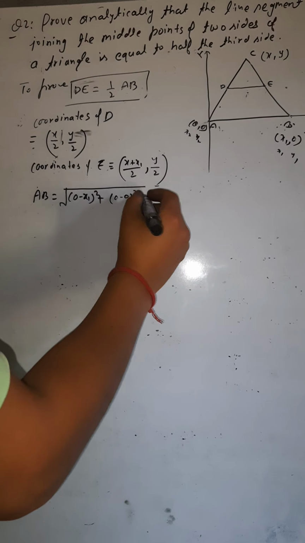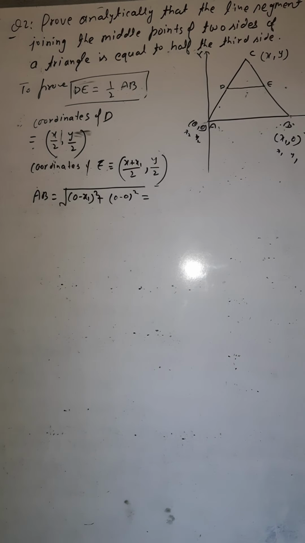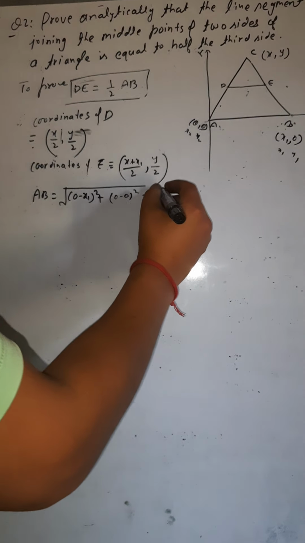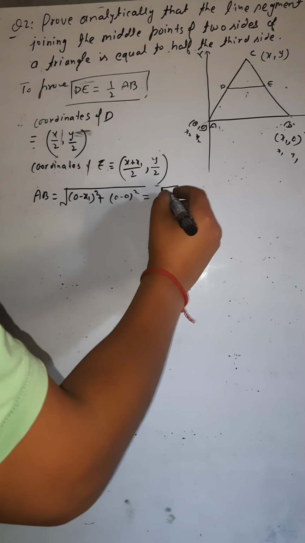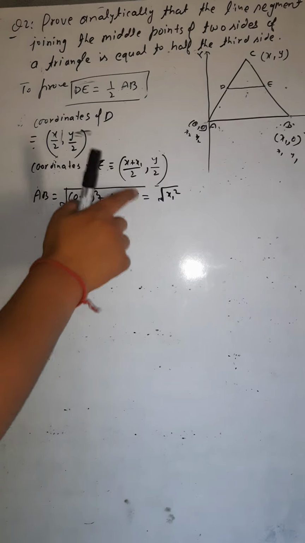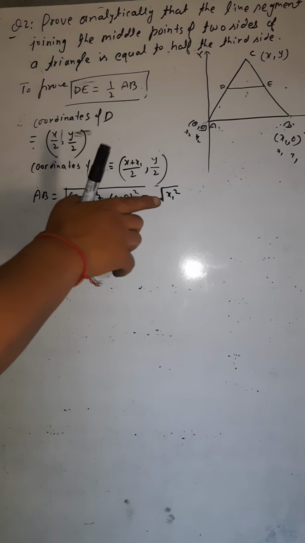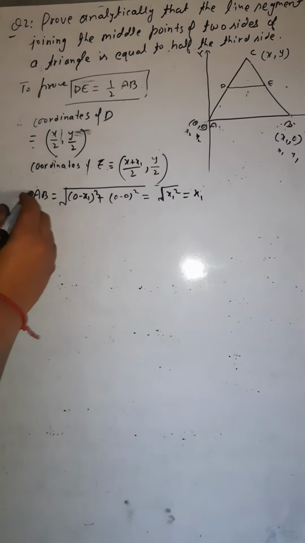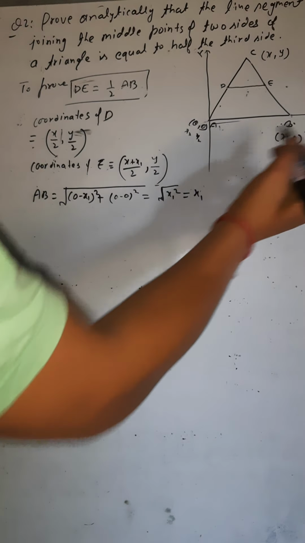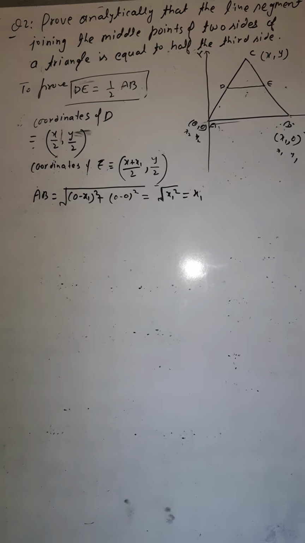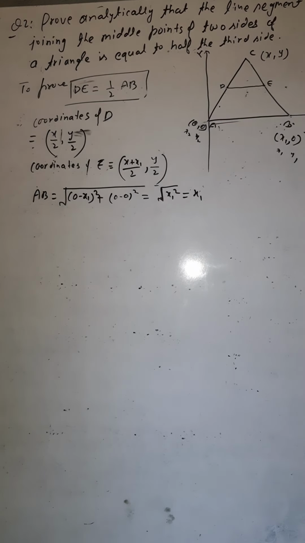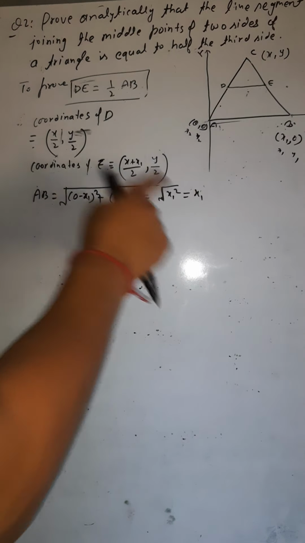So what would the answer be? 0 minus x1 is minus x1, and the square of minus x1 is x1 square. So it would be x1 square and the other part has become 0. The square root will be removed, so the answer would be x1. So this complete distance AB is x1. Can you see it? Okay, so AB distance is x1.